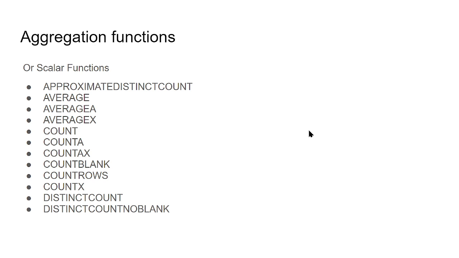So today we are going to cover, we'll still continue with the aggregation functions. In the last class, we talked about aggregation functions, which are called scalar functions. We talked about the approximate distinct count. We talked about average, AverageA and AverageX. I know that I've not shown you a demo of approximate distinct count. We'll be seeing that soon in upcoming videos or sessions. So today we'll be talking about some of the count functions like Count, CountA, CountAX, and CountBlank, whereas the other four we'll be covering in the next session.